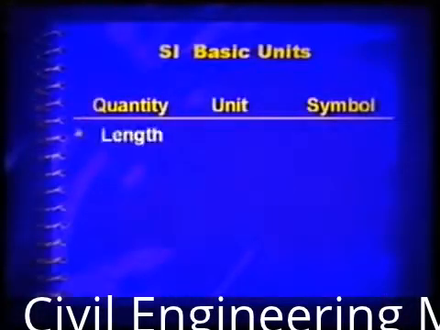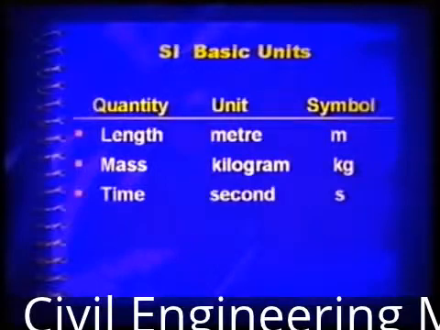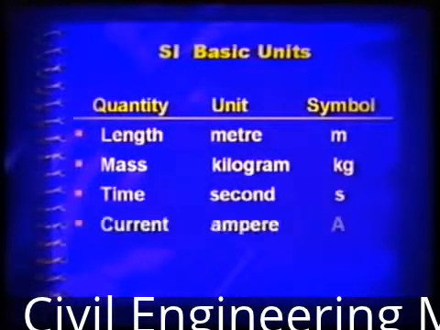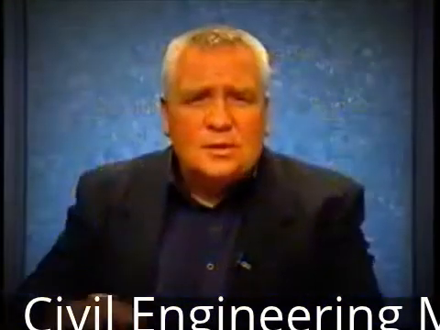And if you look at this, we have 7 basic units. One is length, the unit for that is a meter, symbol M. We've got mass, the unit for that is kilogram. Then time, that's measured in seconds. And the current, that is to do with electricity, is measured in amperes. Now, there are some other ones, but we don't really use those much at all. Now, the nice thing about the metric system is that all the units are related to these 7 basic units.